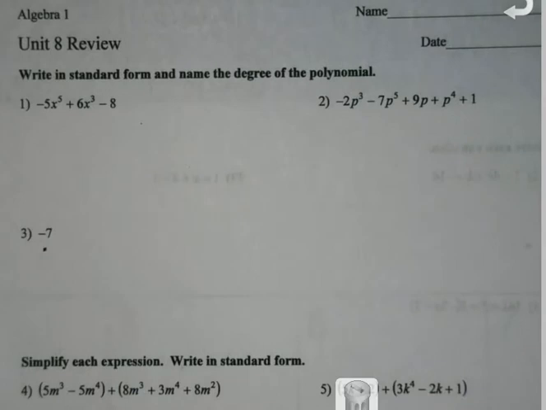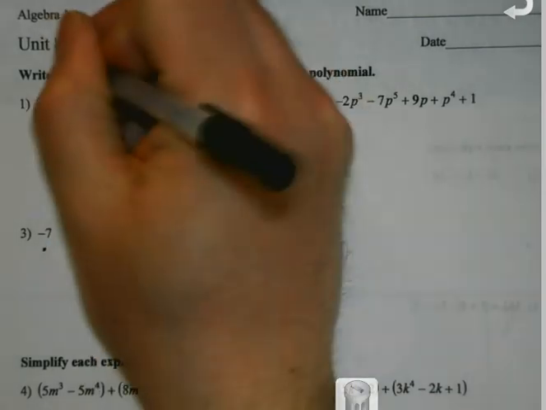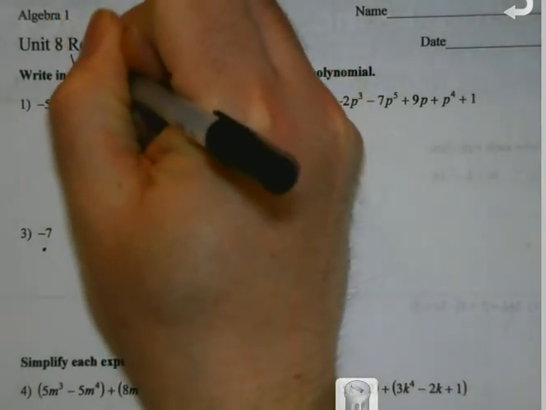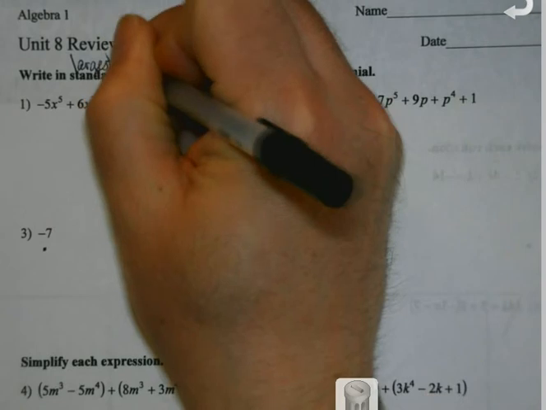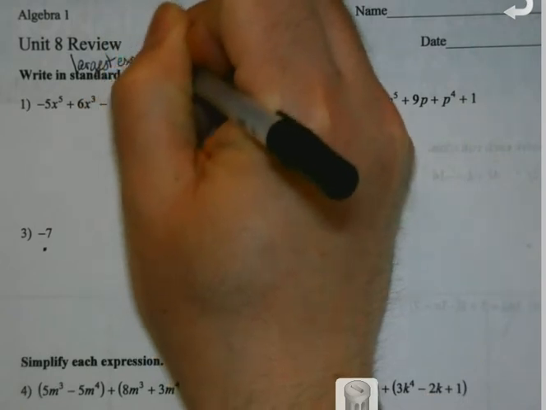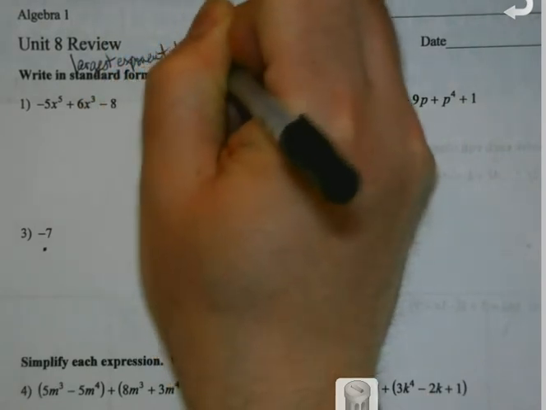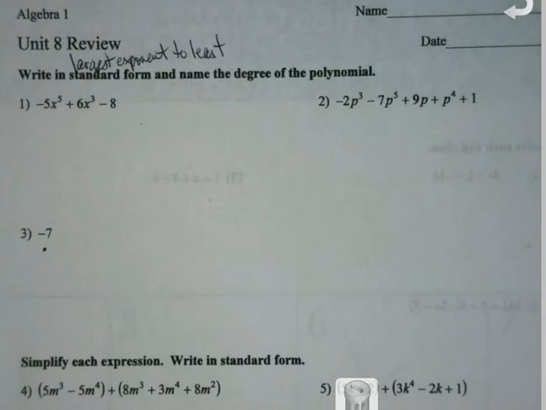As far as the review goes, a few things we've been doing with polynomials. One of them is just making sure that they're in standard form, which again is your largest degree or your largest exponent term to least. And then name the degree of the polynomial. In other words, what's the exponent you see?